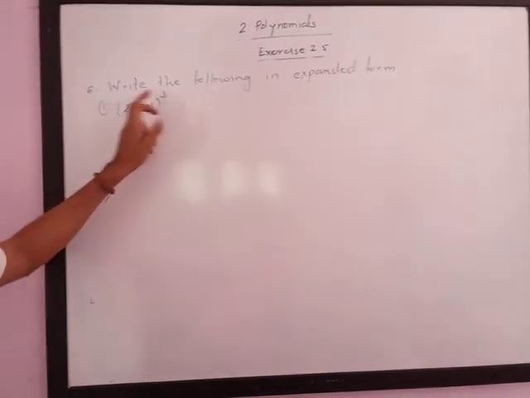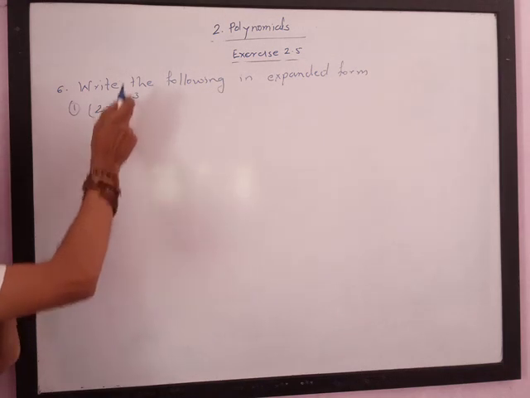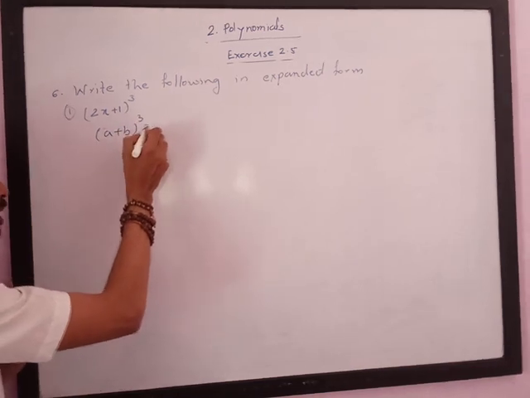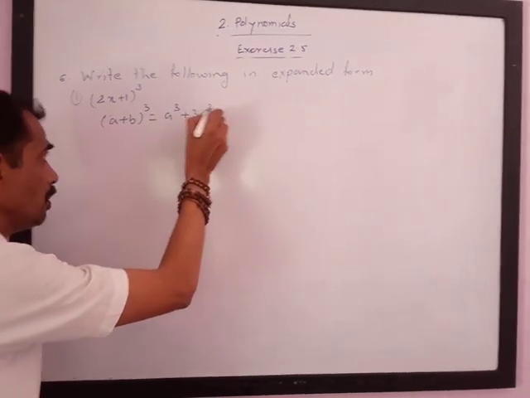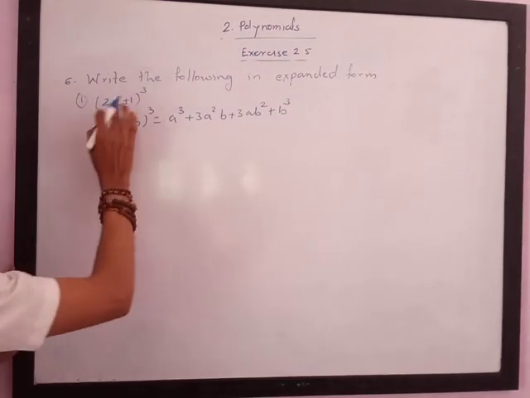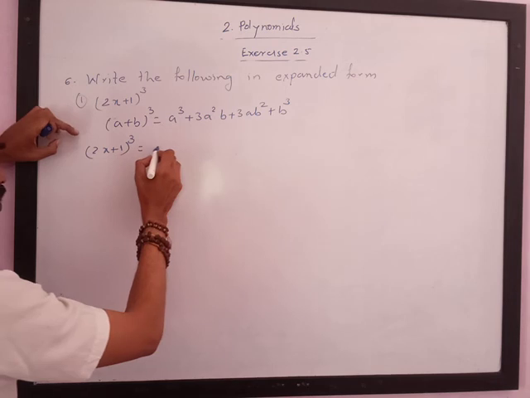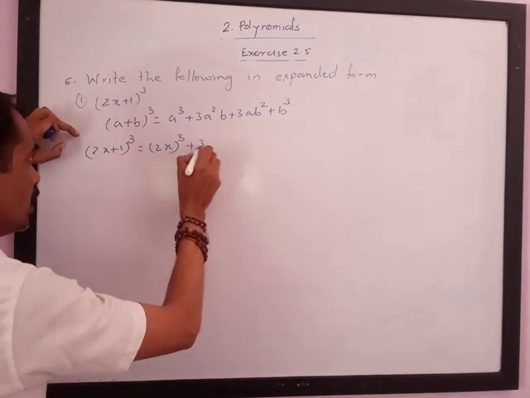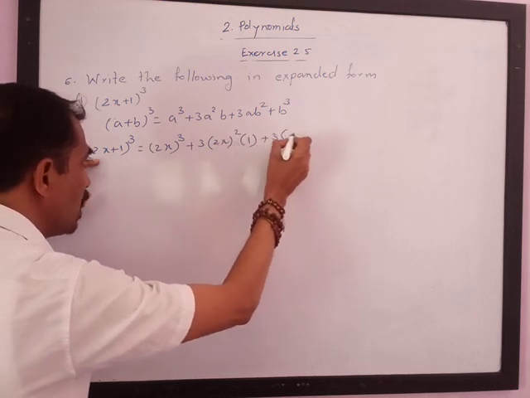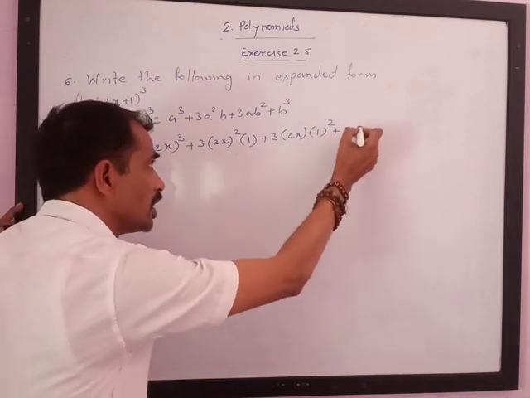Next, sixth question is write the following in expanded form. So we have 2x plus 1 bracket cube. Now if you look at the question, it is nothing but of the form a plus b bracket cube. This is equal to a cube plus 3a square b plus 3ab square plus b cube. So 2x plus 1 bracket cube is equal to cube of the first, 2x bracket cube, plus 3 multiplied by square of the first into second, plus 3 multiplied by first into square of the second, plus cube of the second term.